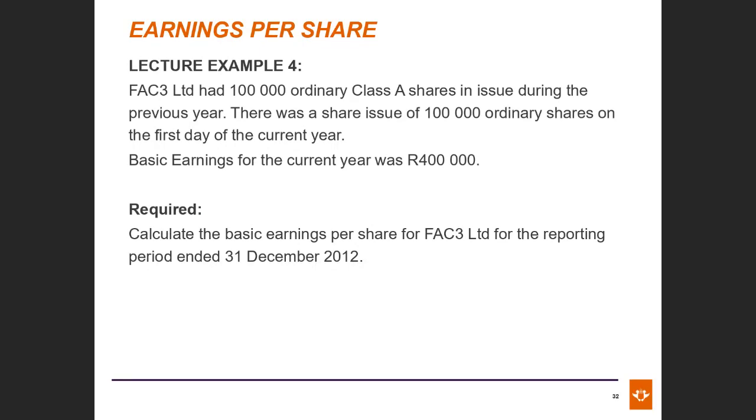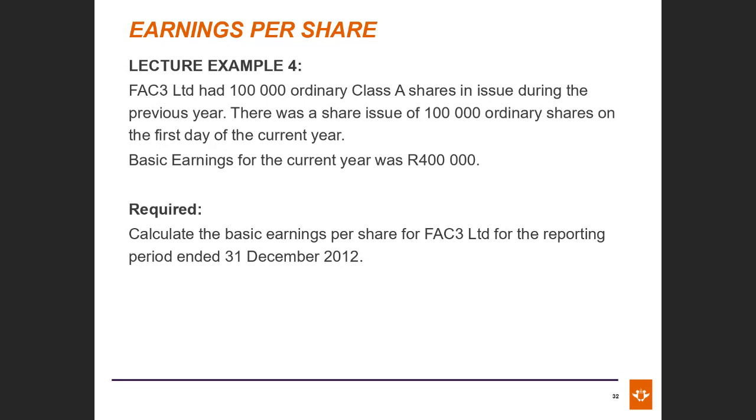So FAC3 had 100,000 ordinary Class A shares in issue during the previous year. There was a share issue of 100,000 ordinary shares on the first day of the current year. Basic earnings for the current year was 400,000. Calculate the basic earnings per share for FAC3 Limited for the reporting period ended 31 December 2012. So in this situation, who can tell me what the earnings per share is going to be?